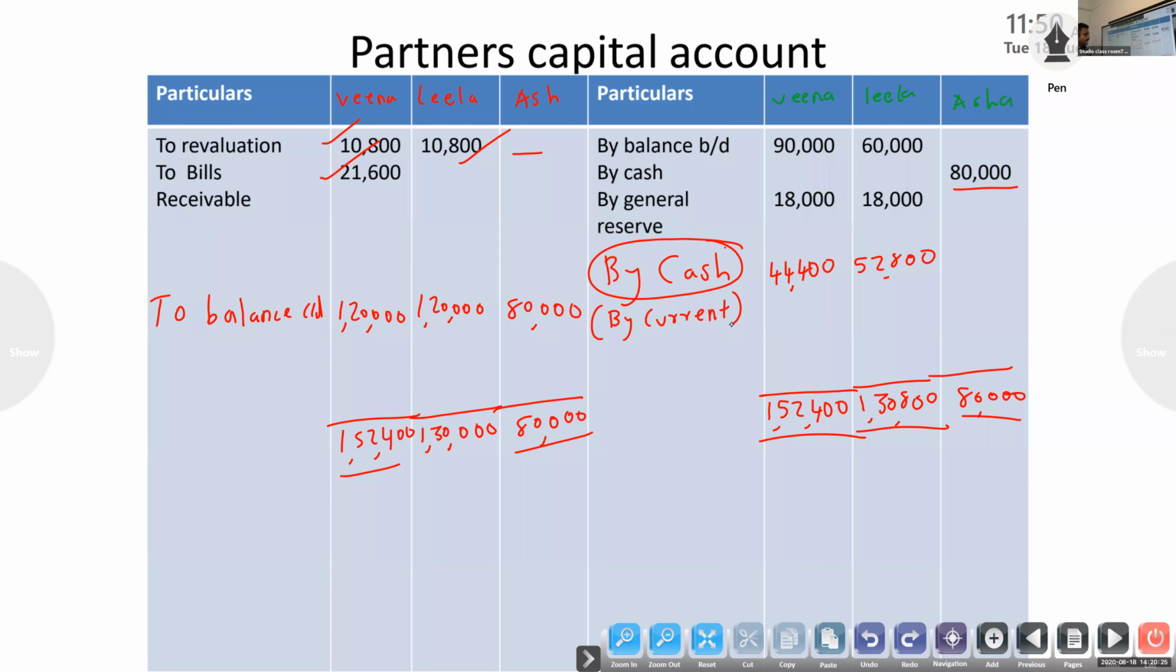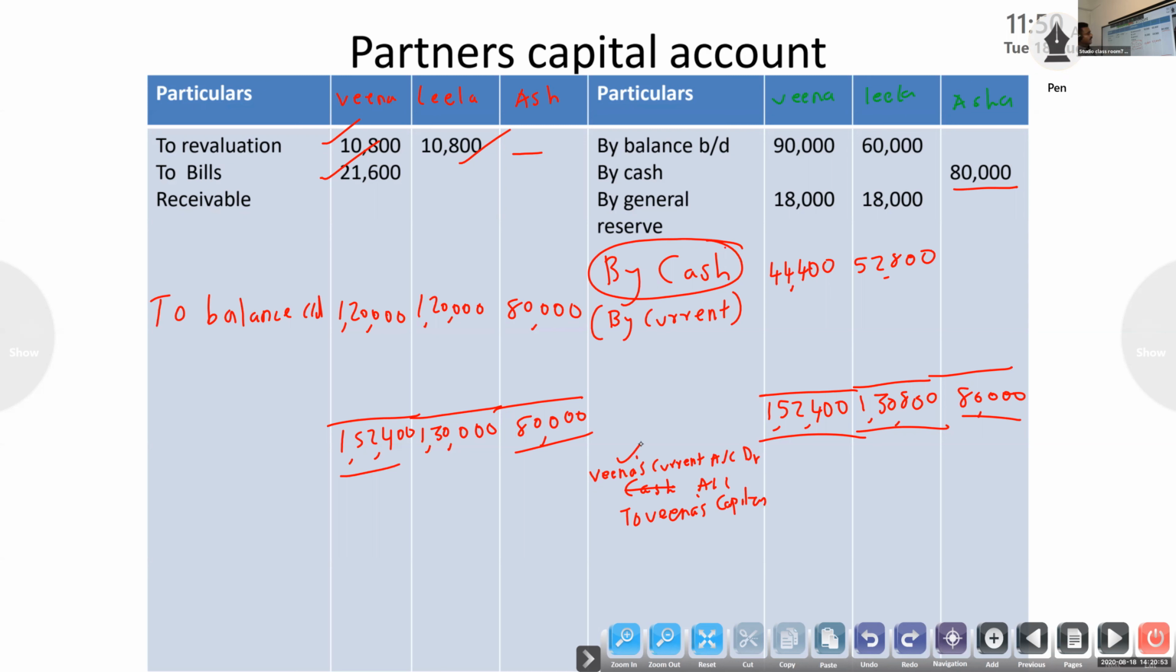Suppose the entry is cash account debtor to Venus capital. Instead of that, what we have to write? You write in the bracket, Venus current account debtor to Venus capital account. Instead of cash, you have to write that person's current account. That is the difference. So in the same question, I am teaching the three cases.